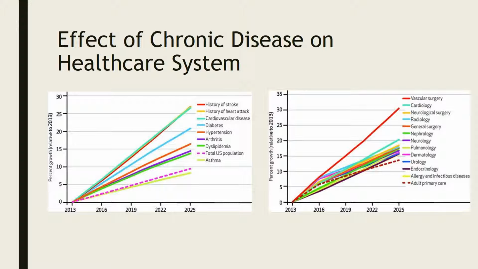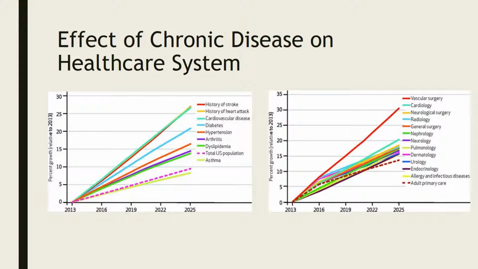As the aging population affects the healthcare system, chronic disease plays a very important role because it sheds light on what diseases will be affecting the majority of the population. So you can see on the left graph that the history of stroke, heart attack, and cardiovascular disease are all going to increase. And that's because older people generally have more problems with strokes and cardiovascular disease. So as there's going to be more older people, we'll have more instances of strokes and cardiovascular disease.